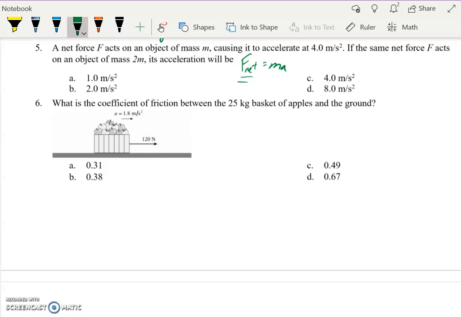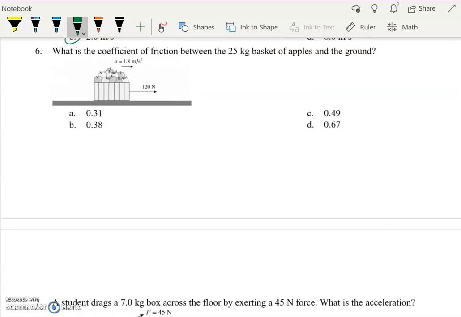And then if you change to have 2m, so you're making the mass twice as big, what you're essentially doing is making the acceleration half as big. It's an inverse relationship between mass and acceleration. So if mass doubles, acceleration gets cut in half, assuming the net force stays the same. So if our acceleration was 4 and now it's getting cut in half, it's going to be 2.